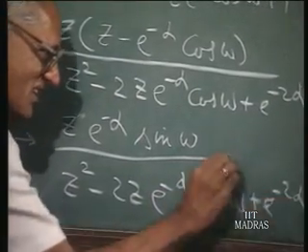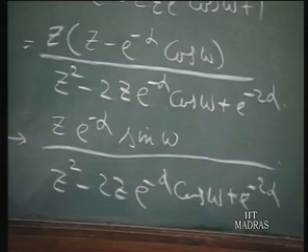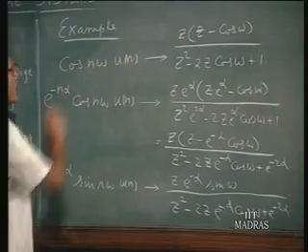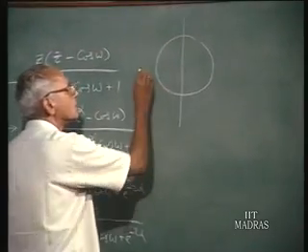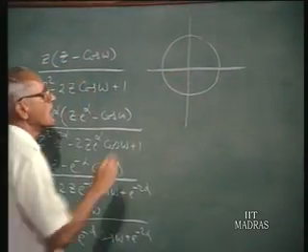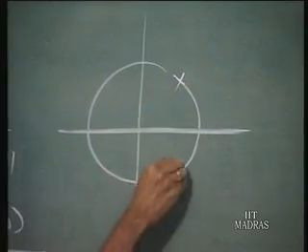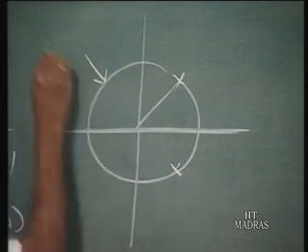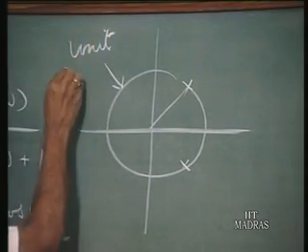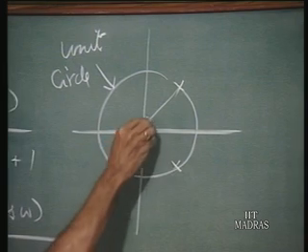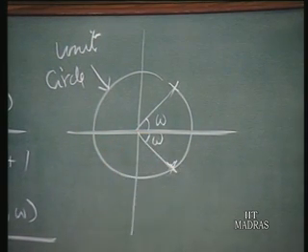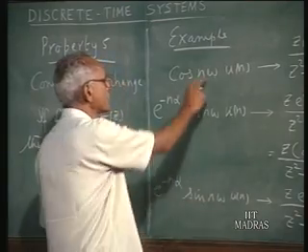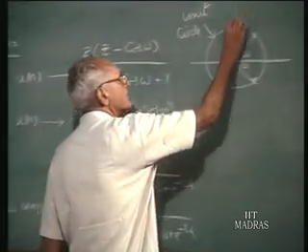The point to note here is that cos n omega Un has poles in the Z plane at these 2 points, and this is a unit circle, at an angle plus or minus omega with the x-axis. Those are the poles of the Z transform of cos n omega, and the region of convergence will be outside the unit circle.